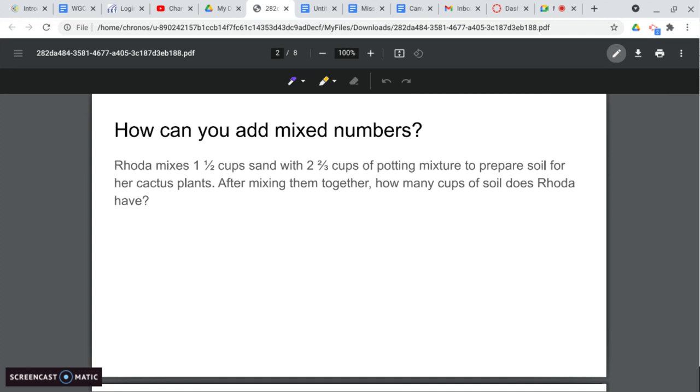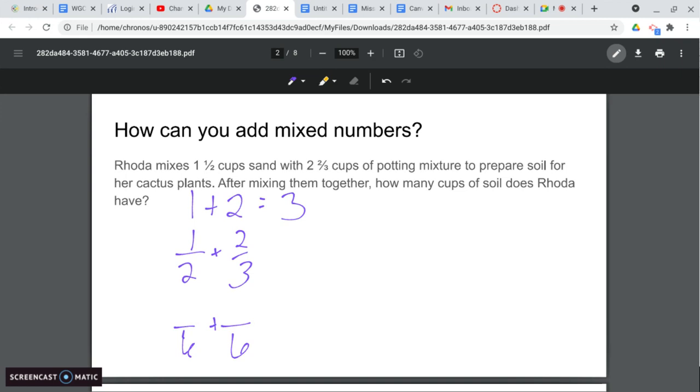So if we're adding these together, we want to look at our fractions. We know 1 plus 2 is going to give us 3. So that part's done. Now we just have our 1/2 plus our 2/3. Well, in order to add these together, we have to get a common denominator. So the common denominator between these is 6.